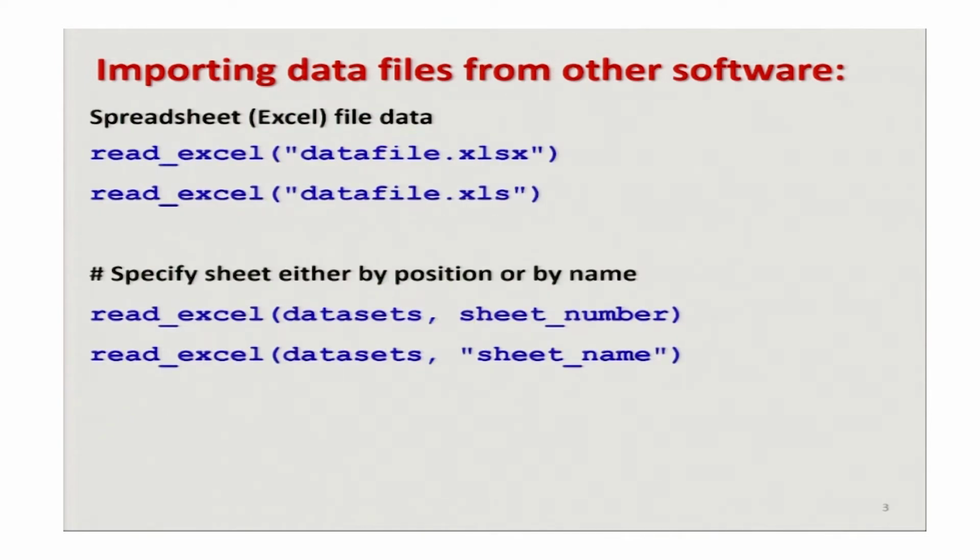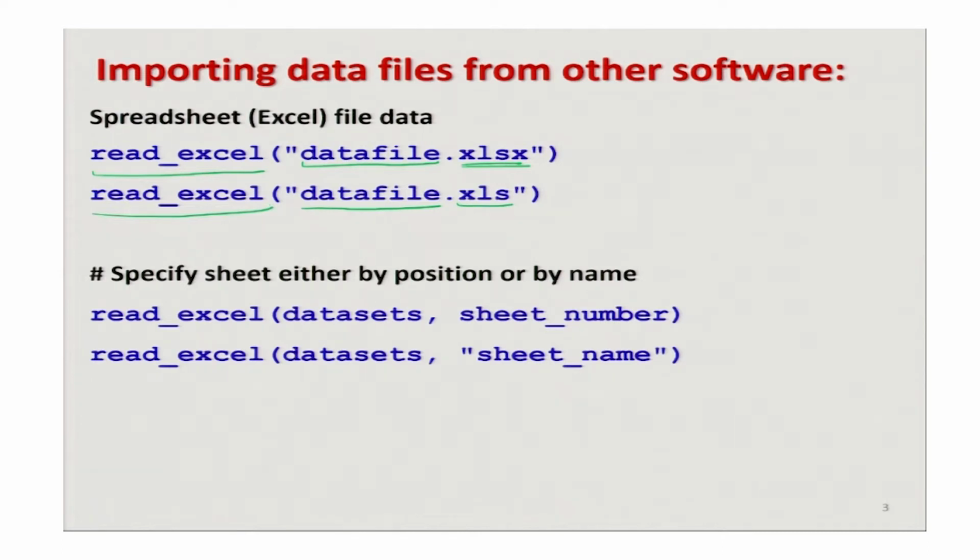Suppose there is a file whose name is data file. In Excel software there are two options: you can have a file with the extension .xlsx, and another file named data file with the extension .xls. In order to read both types of file, we have the same command, read_excel, that you have to keep in mind.